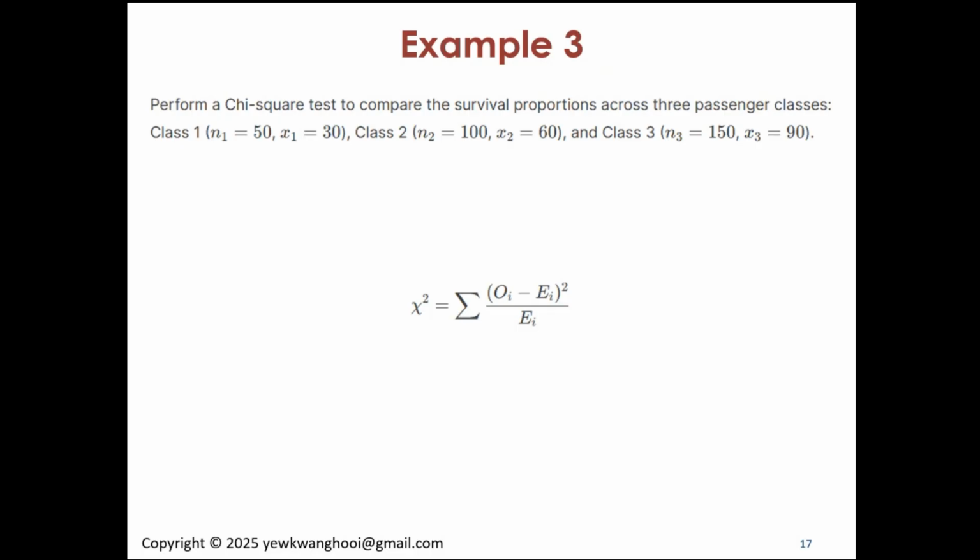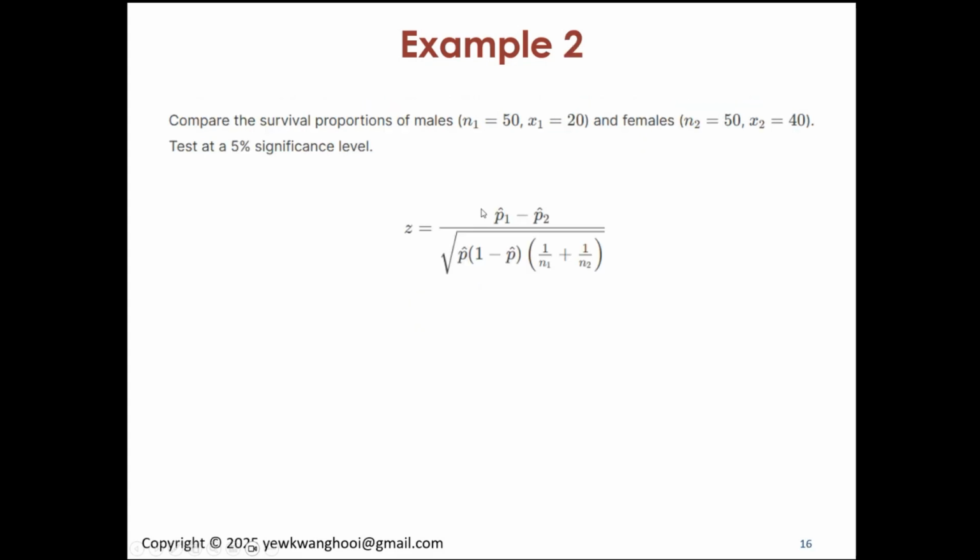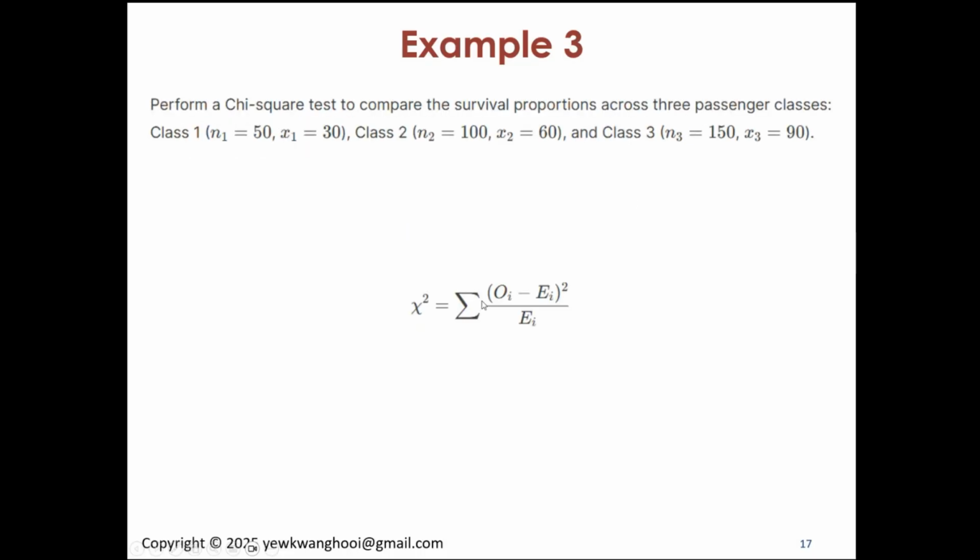And then the third example, let's look at it. What is it looking for? It asks you to do chi-square. So it already gives you the formula. It asks you to use this formula, chi-square, to compare the survival proportions across 3 passenger classes. You see, the keyword is proportion, and then here 3 passenger classes, not 2. So it means you cannot use the previous formula. This is for two classes. This one is for 3 classes. So you use a different formula, and this formula requires you to draw the table.